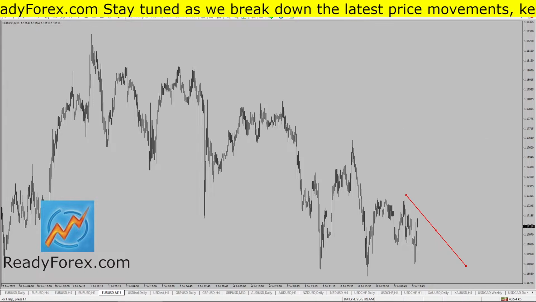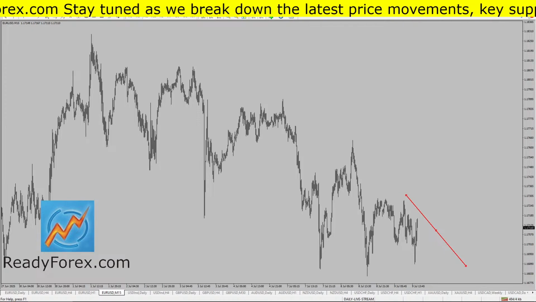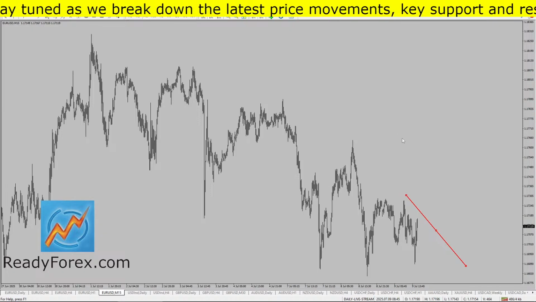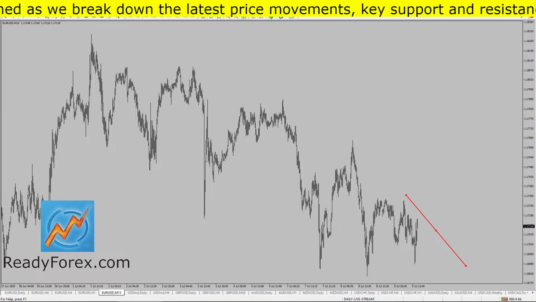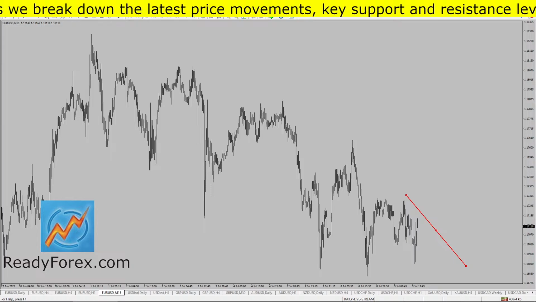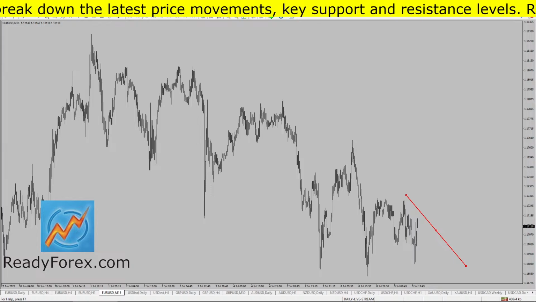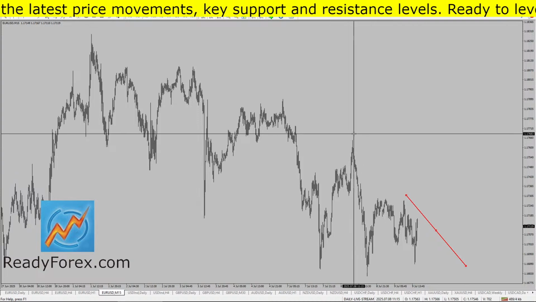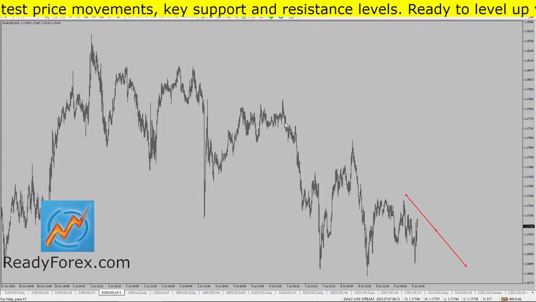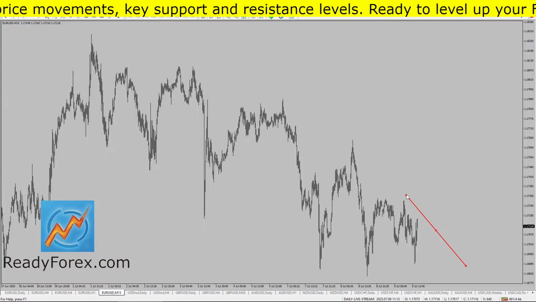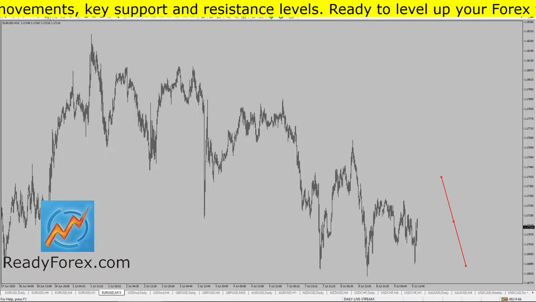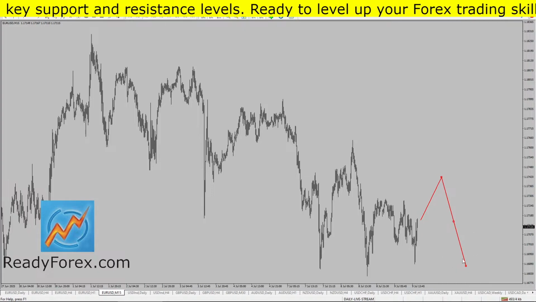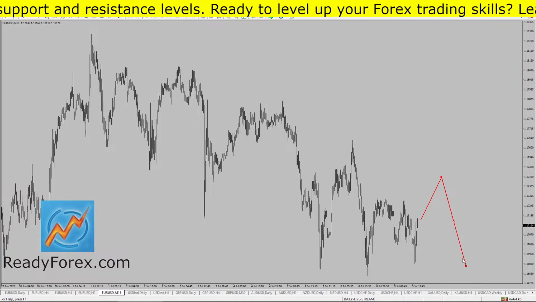Okay, let's continue. Let me check out if everything is fine. Screen looks okay. So Euro USD, it seems to me we're getting some kind of a triangle formation. It's possible that the market is going to rise up first and then it's going to drop. This is also possible over here.